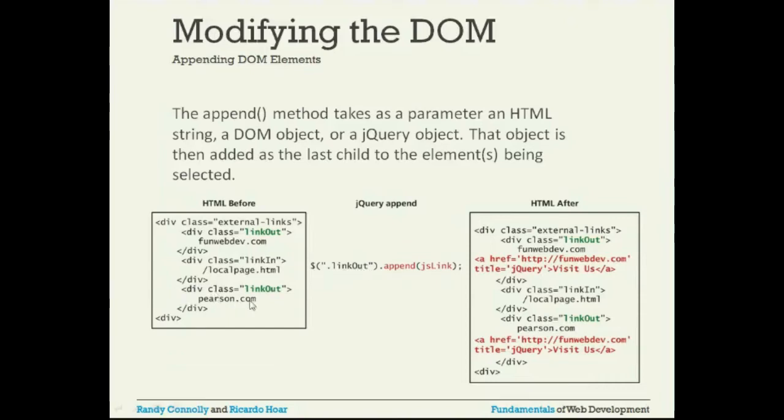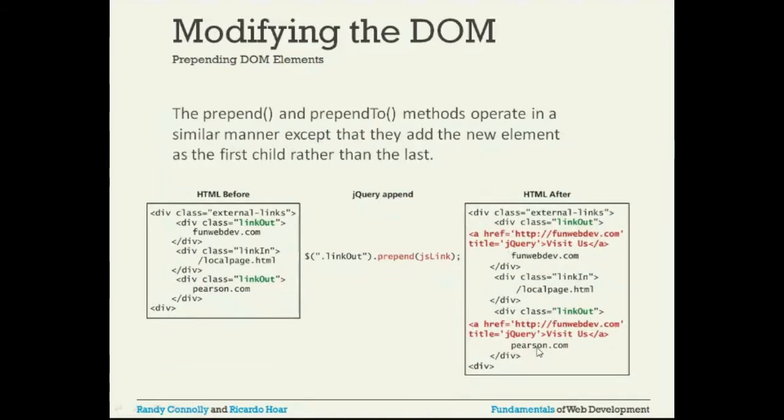So again, after pearson.com, it will append the same link. Then prepend. Append will append at the end. Prepend will add it at the first child, so it will make it the first child.